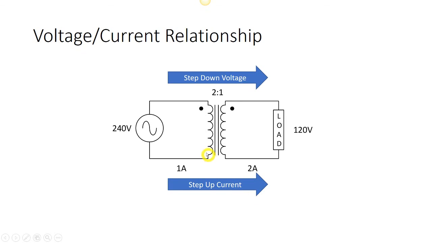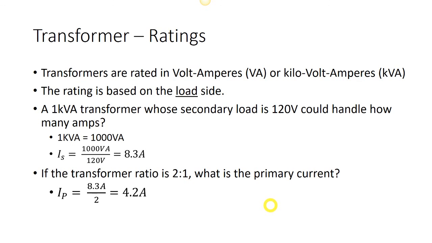Okay, so just a thought experiment: if I step up the voltage, what's going to happen to the current? It's going to actually be stepping down. Okay, and obviously if it's an isolation transformer, the voltage stays the same across the transformer, the current's going to stay the same across the transformer. Okay, let's look at some of these formulas for being able to quantify some of these values.